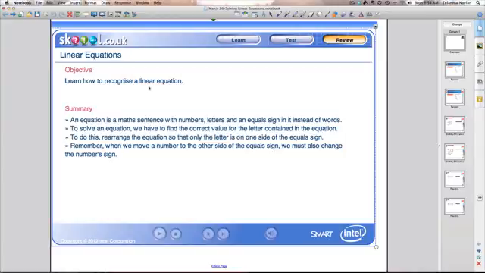The goal for today is to learn how to recognize and solve a linear equation. Again, remember, an equation is a math sentence with numbers, letters, and an equal sign instead of words. To solve an equation, we have to find the correct value for the letter contained in the equation. To do this, rearrange the equation so that only the letter is on one side of the equal sign. And again, remember, when we move a number to the other side of the equal sign, we must also change the number sign. Let's do some more practice.